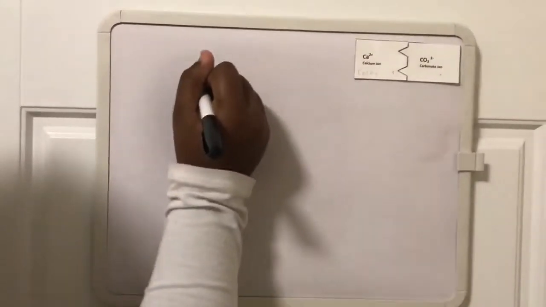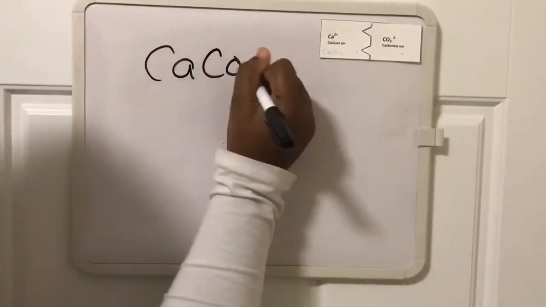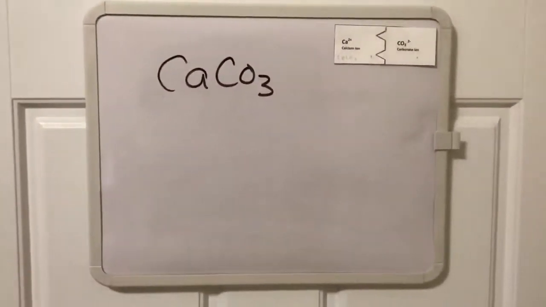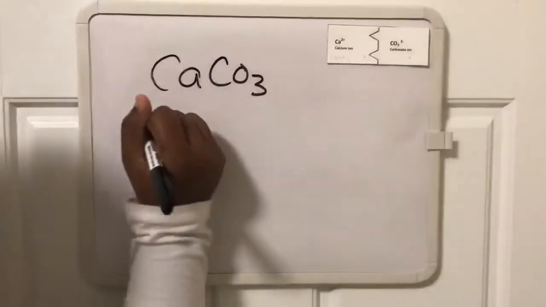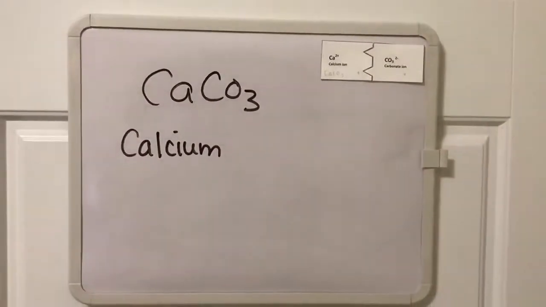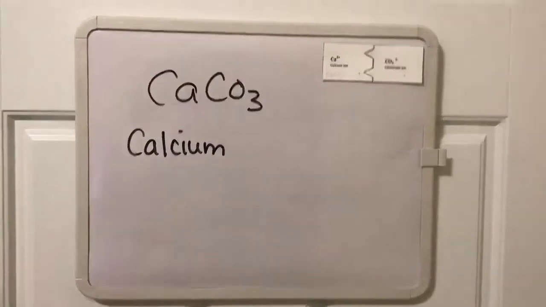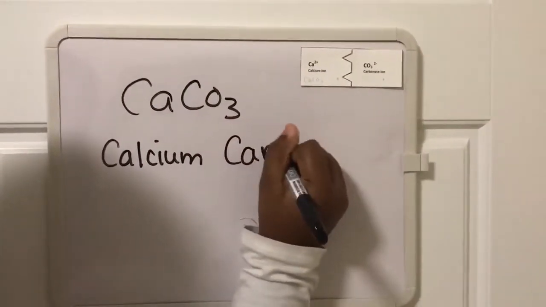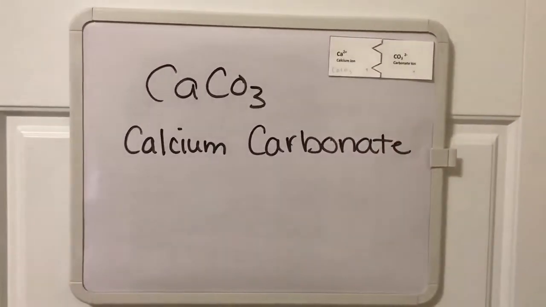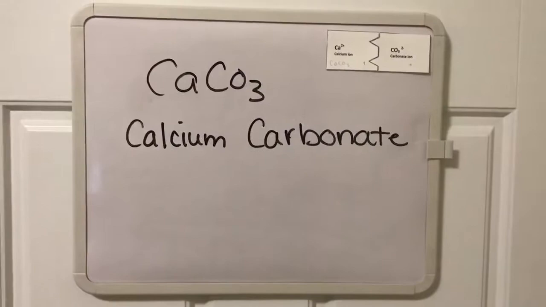Now we can learn how to name simple polyatomic ionic formulae. Let's try one. Say you were given the formula CaCO3. To write that out is very easy. Simply put the metal, in this case calcium, followed by the non-metal, which is carbonate. And there you have it, your written formula.